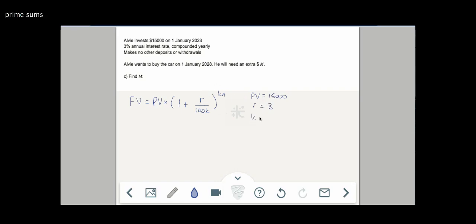K is the number of compounding periods per year, so how many times per year his money compounds, and we're told that it's compounded yearly, so K is equal to 1, once a year. And then lastly, N is the number of years. From 2023 to 2028 is 5 years, so N is equal to 5. Let's sub in these values. We have 15,000 times 1 plus 3 over 100 times 1, to the power of 1 times 5.